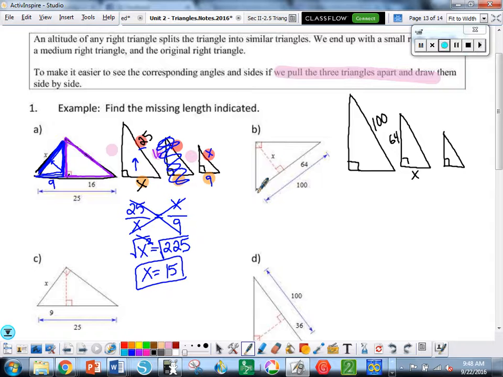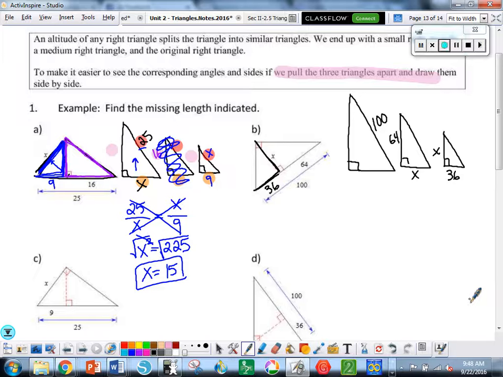Looking at the baby triangle, do we know the short leg? Yes. We haven't been told it, but we could figure it out, right? On your own, figure out how long this is. How long would it be? 36. So we said that was the short or the long? Short. The long leg in the baby triangle is x. And do we know the hypotenuse?